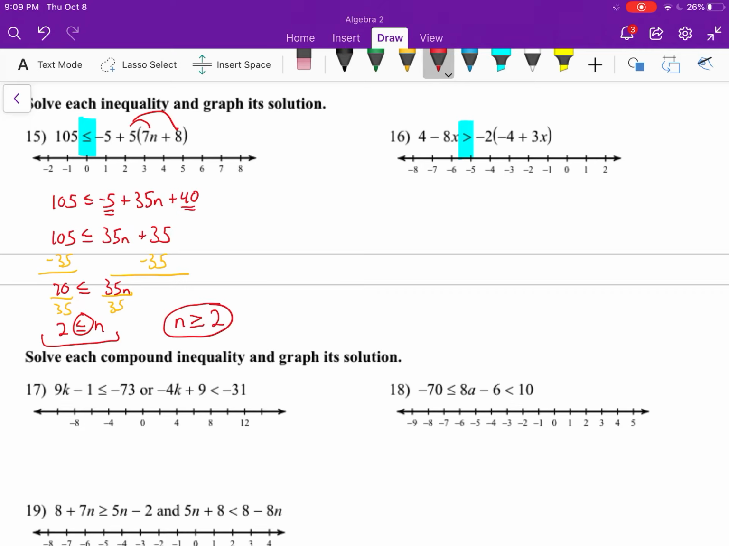And then we want to graph. So what we do is we find 2. We draw a circle around it. We are going to fill in the circle because it's got the or equal to. So 2 is included. And then we want all values greater than or equal to 2. Well, values to the right of 2 are the ones that are greater than it. So here's the graph of our solution.